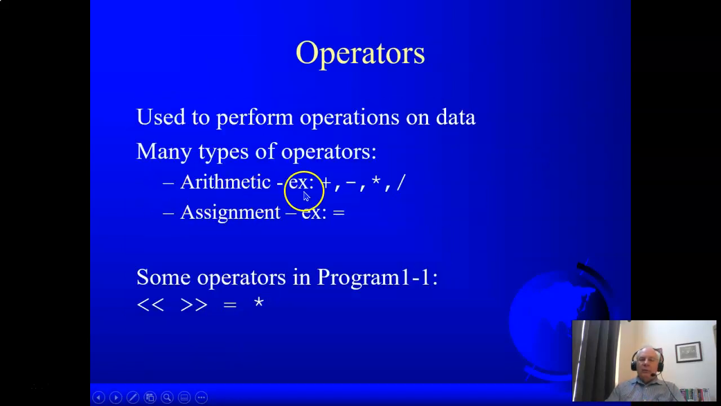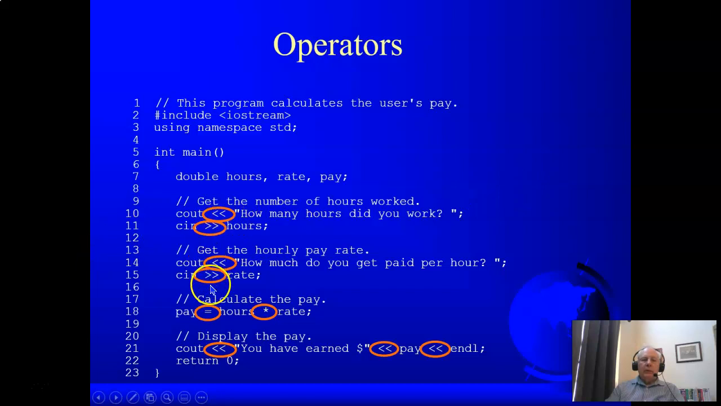Operators. We have arithmetic operators like plus, minus. We use the asterisk for multiply. That's above the 8 on your keyboard. We use the slash, which is below the question mark on your keyboard. And then the equal sign is a special operator called the assignment operator. Not exactly the same as algebraic equals. Similar, but not the same. Okay. Some other operators are these angle brackets used for data flow. Okay. And he circles them here.